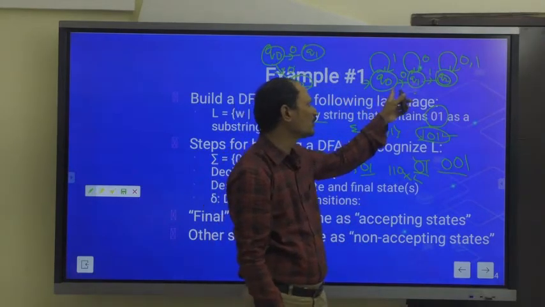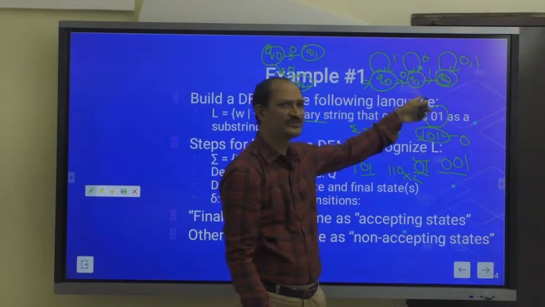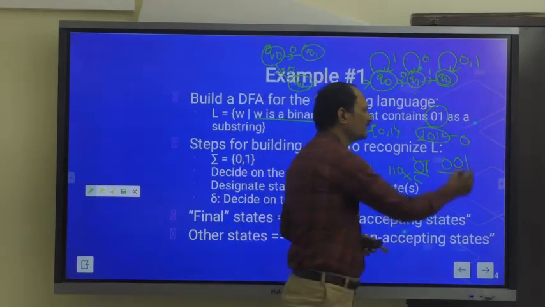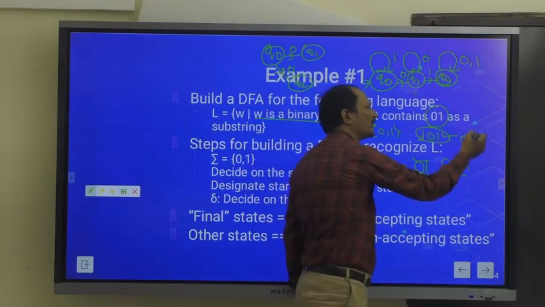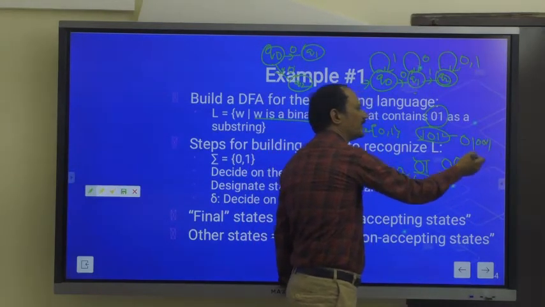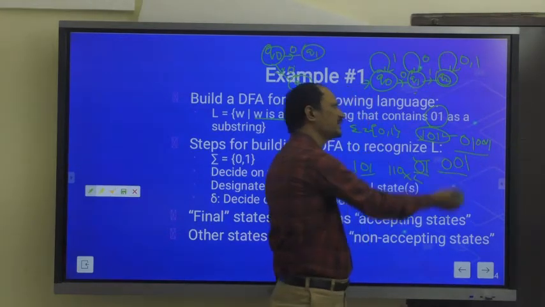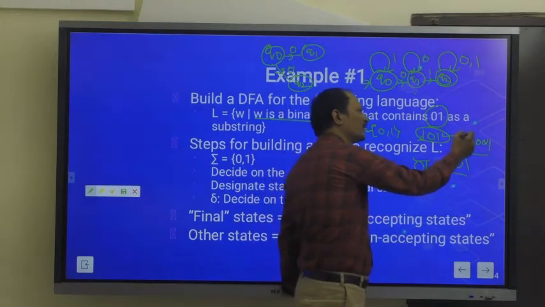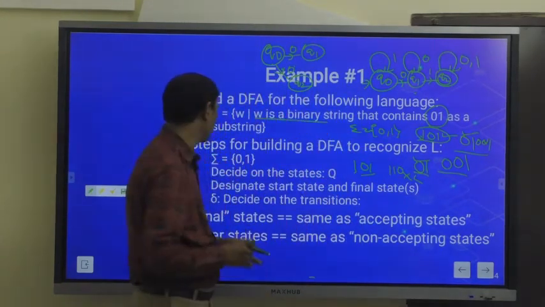So let me check it out. Q0 on 0, I am going to state Q1, and I apply 1 on Q1, I am going to Q2. Suppose I have applied 2 times 0 and 2 times 1. See, the string 0, 1, 0, 0, 1, 1, is this string going to contain the substring 0, 1? Yes, of course. So this is how we are going to construct a DFA.